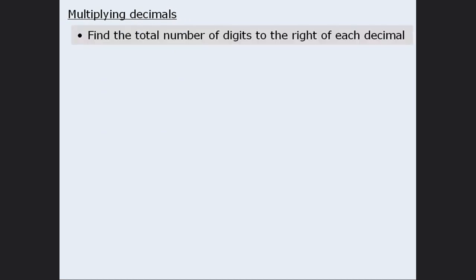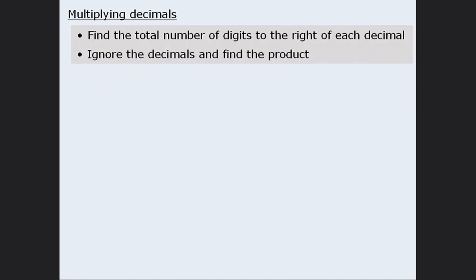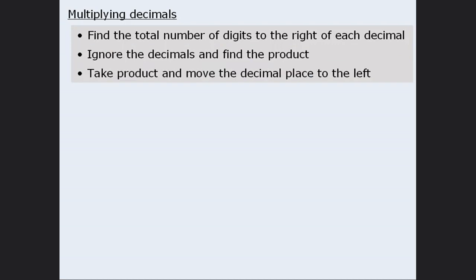Alright, now let's examine multiplication. For multiplication, we should first count the total number of digits that are to the right of each decimal. Then ignore the decimals and find the product. And once we have a product, we take the decimal place and move it to the left based on the total number of digits that were originally to the right of each decimal.